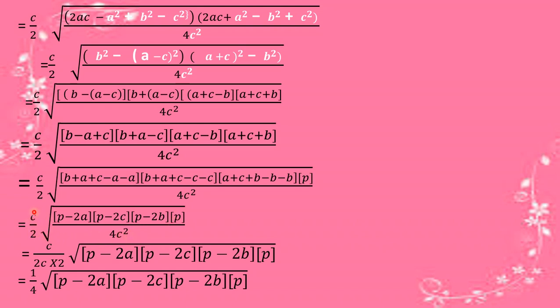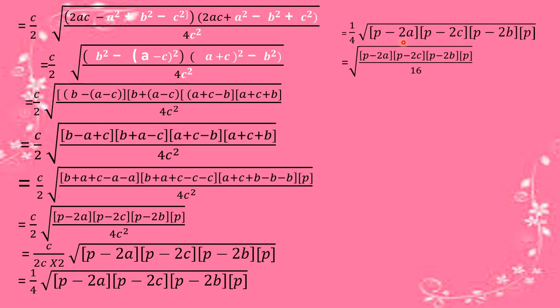Now this square root of, and inside the square root there is the denominator quantity 4c square. When it comes out from the square root sign, it will become 2c. So this c and c will cancel out. We get 1 upon 4. So inside the square root sign, we get the quantity p minus 2a into p minus 2c into p minus 2b into p, and this is multiplied by 1 by 4.